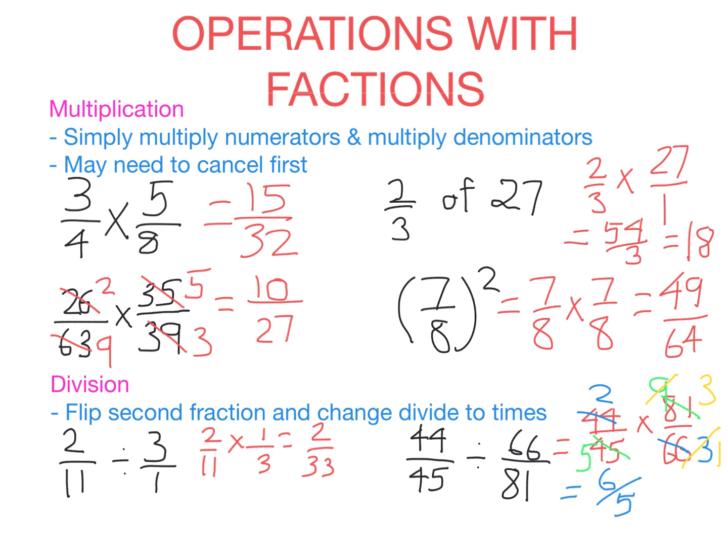We learned how to convert to mixed numbers in a previous video. 6 divide 5. 5 goes into 6 once with 1 remainder. And that's our final answer. All right, let's now look at adding and subtracting.